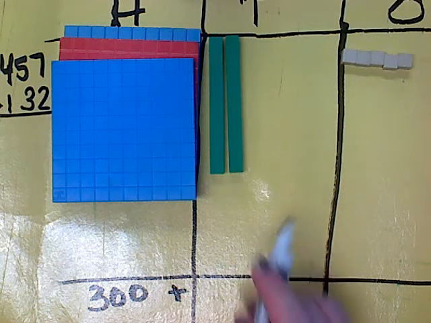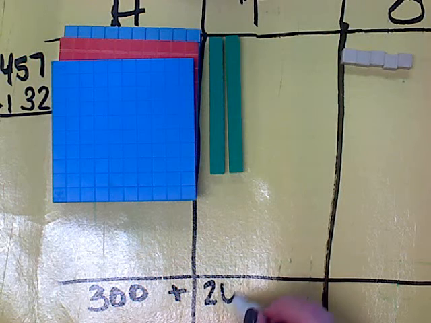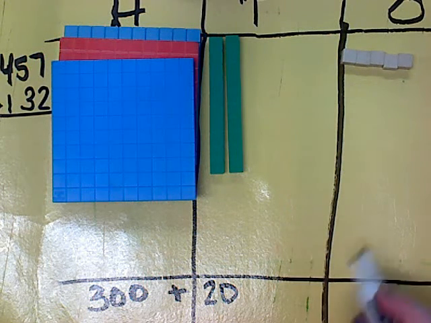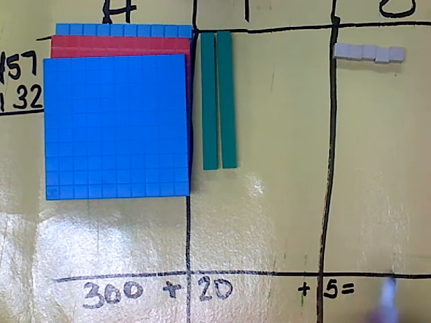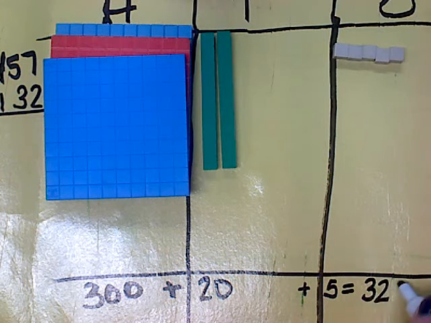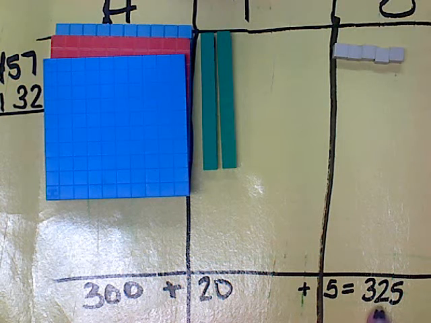2 tens has a value of 20. And 5 ones has a value of 5. So when I add 300 plus 20 plus 5, that is 325. To verify that my answer is correct, remember the answer to a subtraction problem is called a difference.